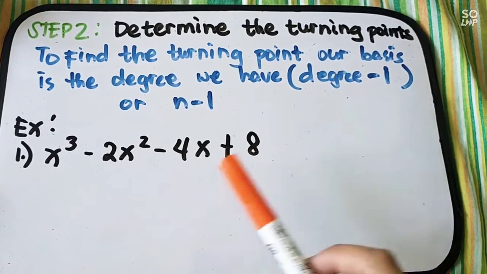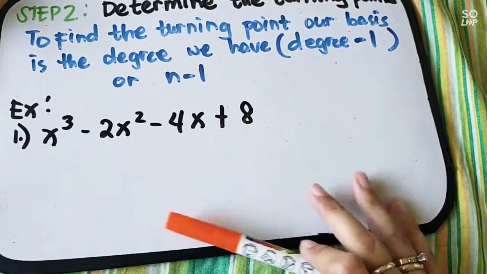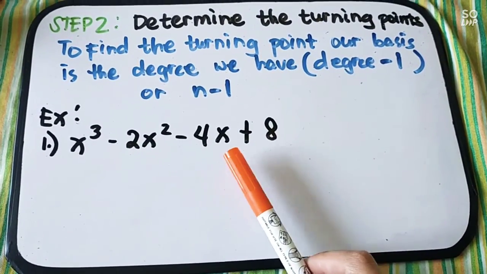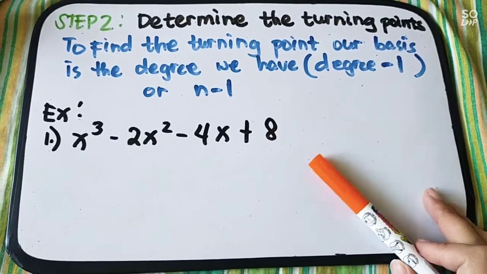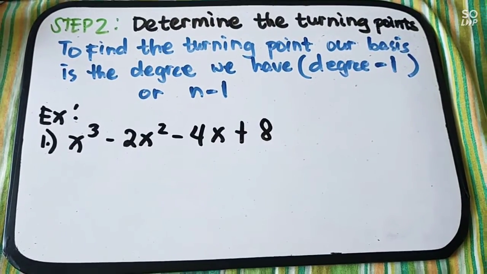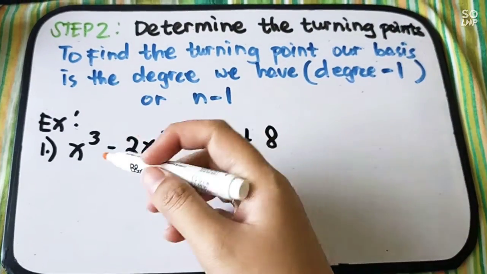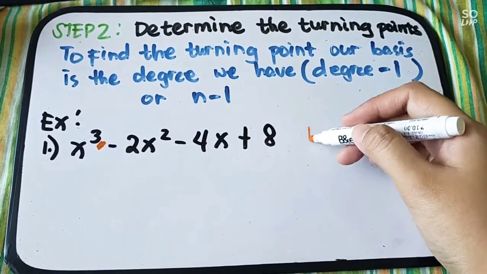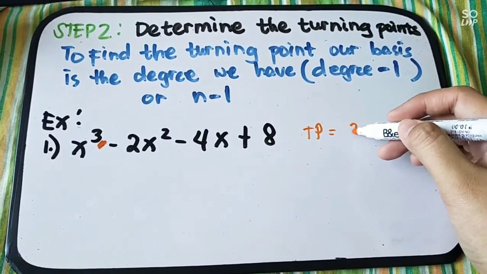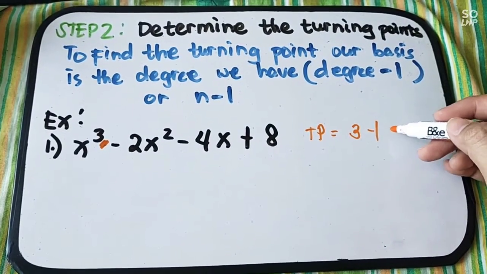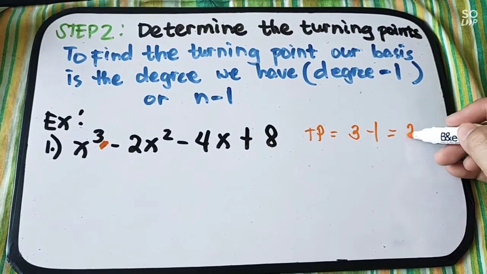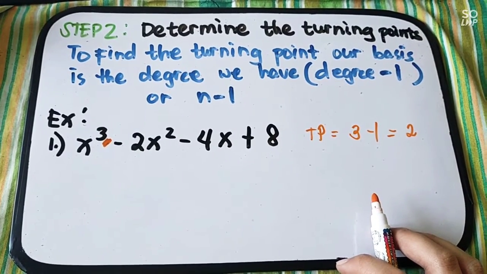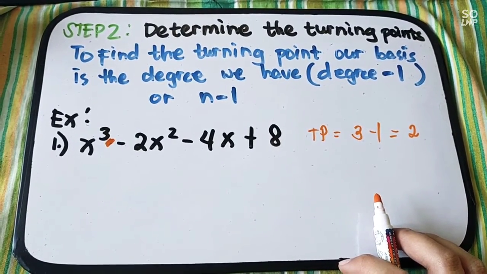For example, we have here x cubed minus 2x squared minus 4x plus 8. The degree here is the highest exponent, which is 3. So, to find the turning points, we have 3 minus 1, which is equal to 2. Meaning, the graph turns 2 times. Did you get it?